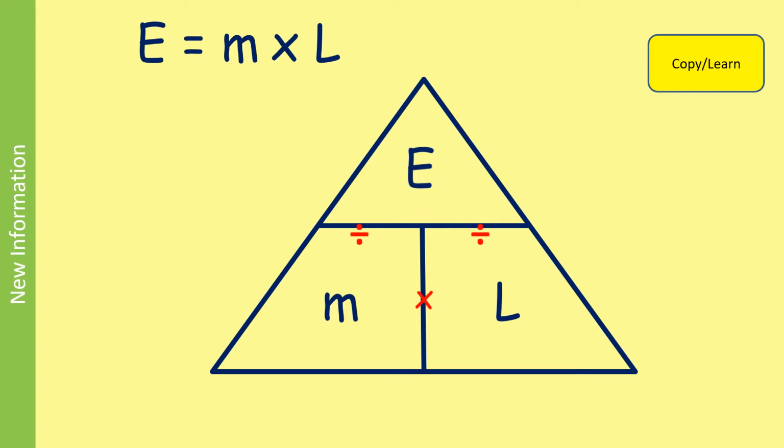Now the beauty of this triangle is whatever term you need to find, you cover up with your hand. So if you needed to find m, you could do E divided by L. If you needed to find E, you'd do m times L. And if you needed to find L, you could do E divided by M. So as long as you know two of these three things, the formula triangle will help you find the third thing.